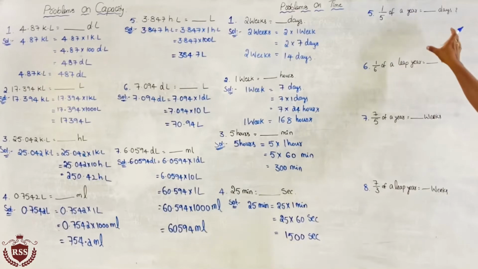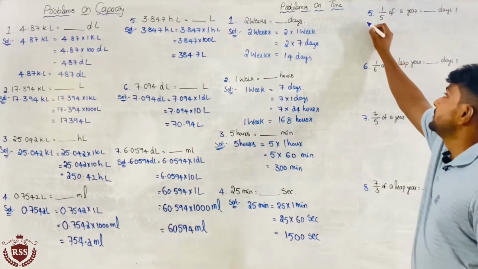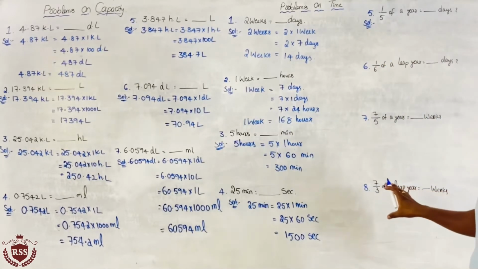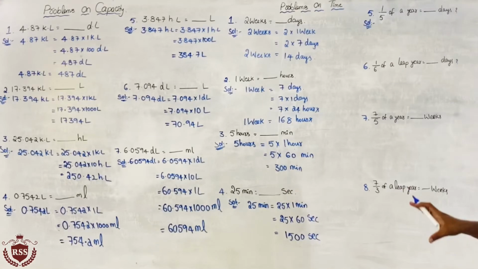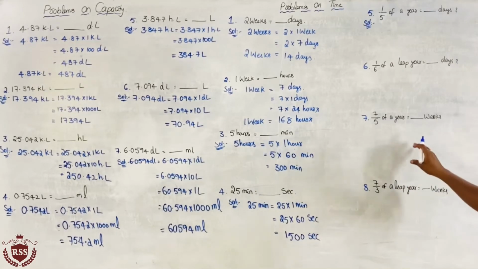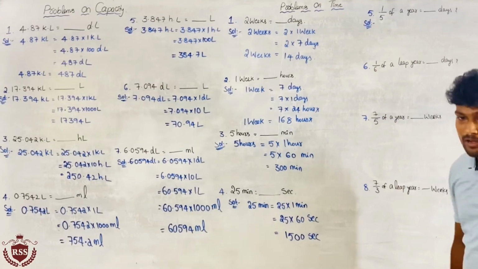These are the questions asked in previous Sainik school examinations. So that's why it is very important to be very clear about these questions. All are very important, but these questions are asked in the latest previous examinations. So, 1/5 of a year. Sir, what is 1/5 of a year?